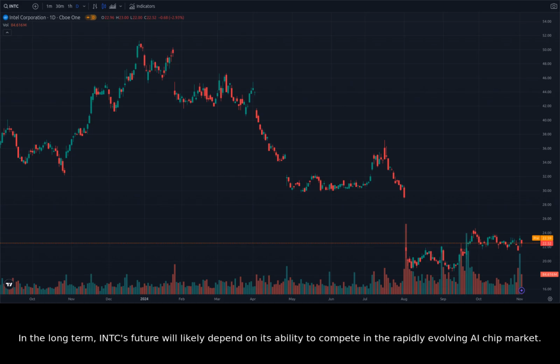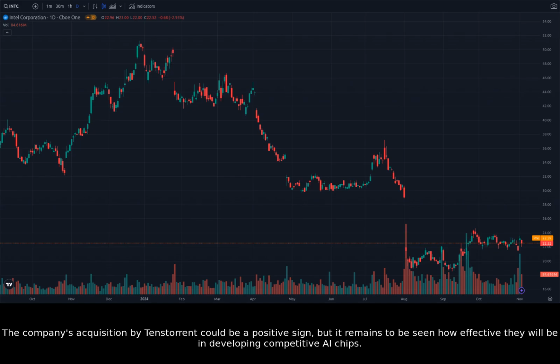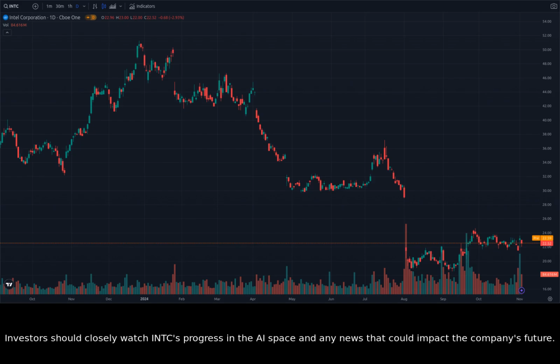In the long term, INTC's future will likely depend on its ability to compete in the rapidly evolving AI chip market. The company's acquisition by Tenstorrent could be a positive sign, but it remains to be seen how effective they will be in developing competitive AI chips. Investors should closely watch INTC's progress in the AI space and any news that could impact the company's future.